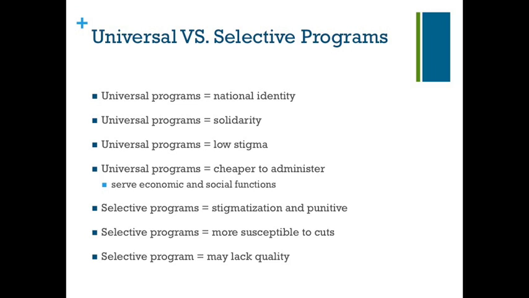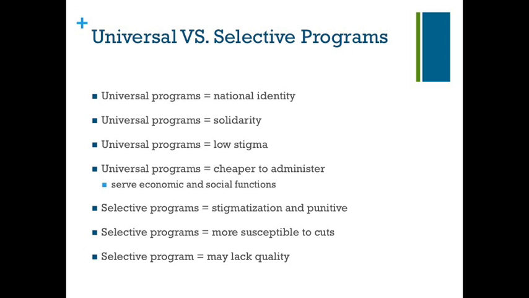There are a number of differences between universal and selective processes beyond the way in which the services are delivered. Universal programs have long been understood to produce particular positive outcomes, like a strong sense of national identity, connection between and among people within the community, and they are low stigma programs in that everyone can receive the program. They are much cheaper to administer than other kinds of programs that require a lot of eligibility assessments like needs and means tests in order to ensure people are receiving benefits that they're entitled to.